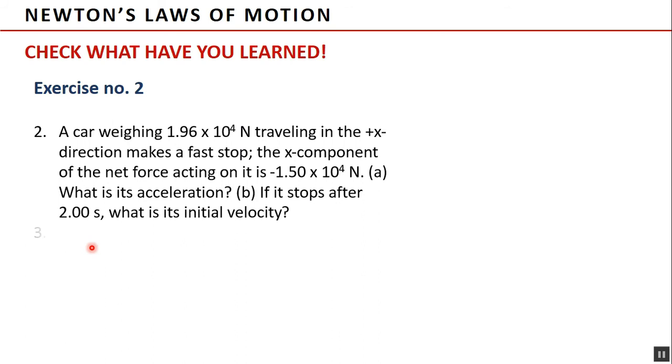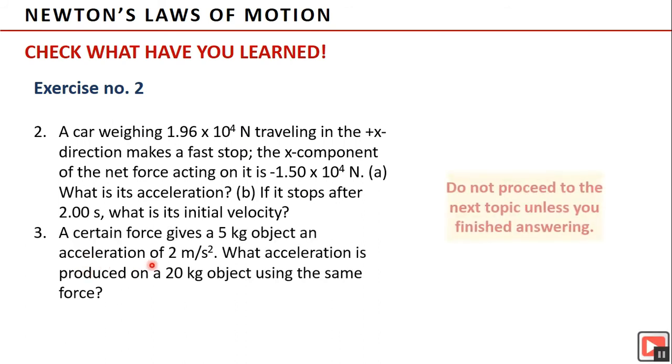Letter B. If it stops after 2.00 seconds, what is its initial velocity? Item number 3. A certain force gives a 5 kg object an acceleration of 2 meters per second squared. What acceleration is produced on a 20 kg object using the same force?